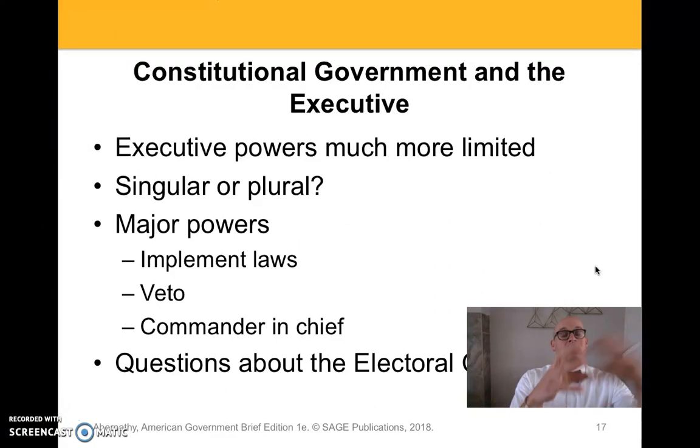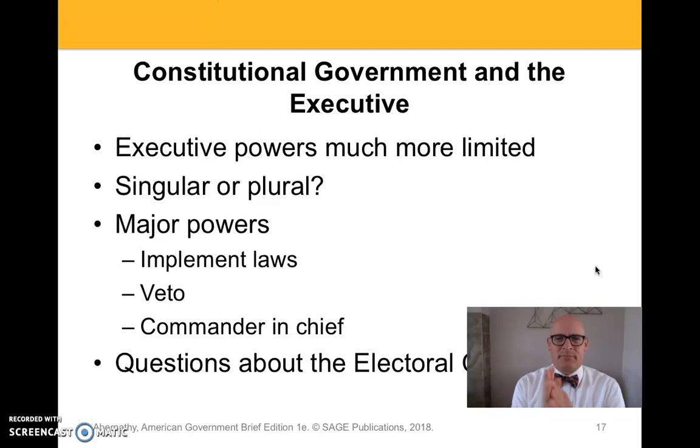Now, when we started looking at the executive branch, that would be the president. They were much more limited. They wanted to know whether or not we should have a multiple or... Anyway, we ended up with a president. Now, the president's job is to implement the law, to do the work of the government. The president vetoes laws or says, hey, that's out of line, we shouldn't do that. And then they were the commander-in-chief over the military.